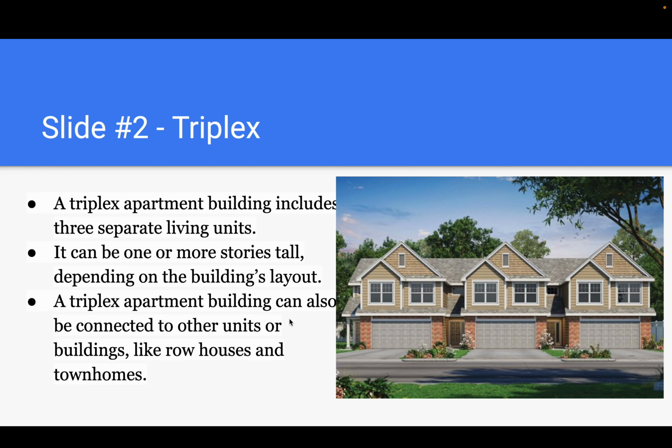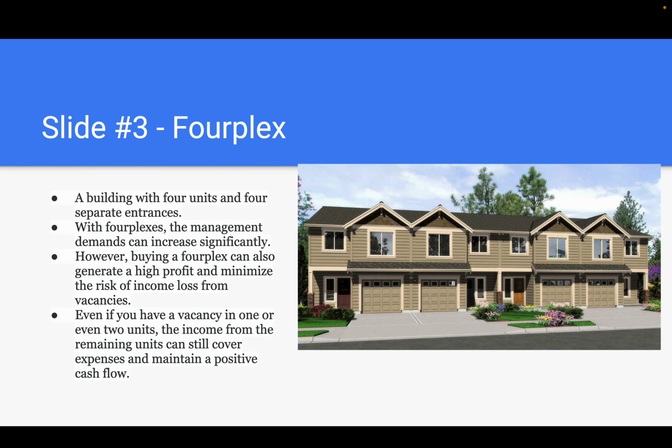It could be connected to other buildings like row houses. You could have three stacked on top of each other. You could have one really big one and two small ones next to them. They don't have to be symmetrical or identical. They just have to be three units all connected by a wall in the building, whether they're connected on top of each other or side by side with each other.